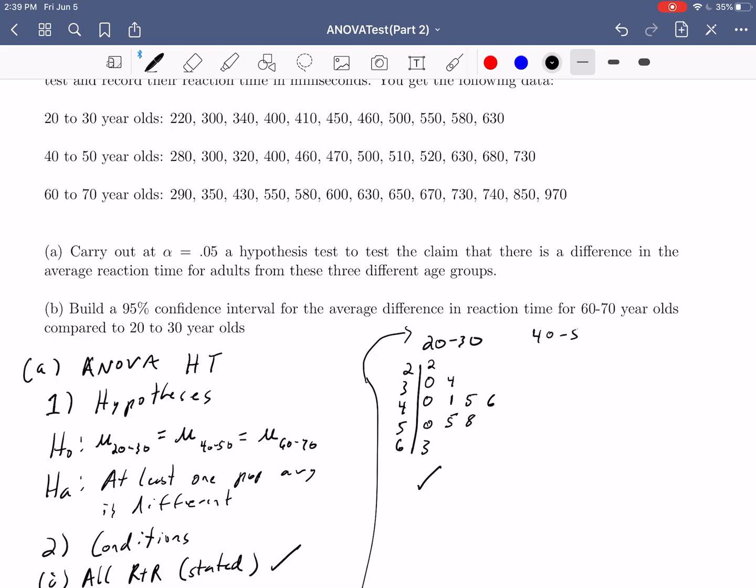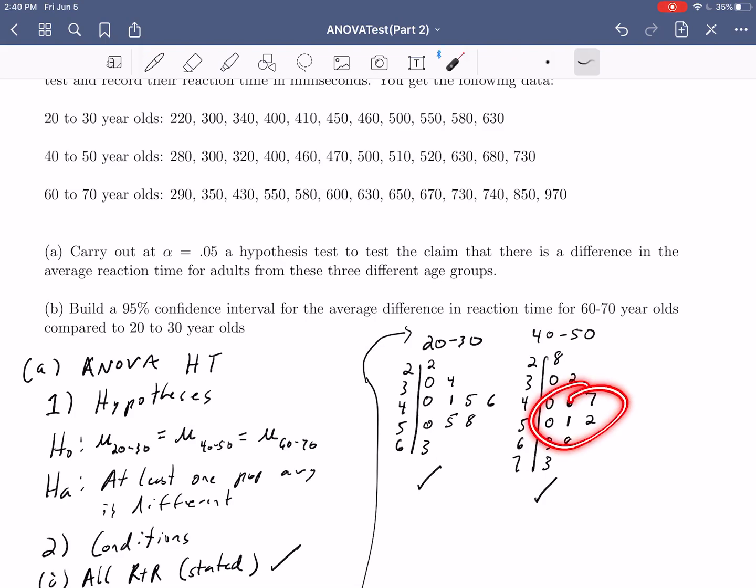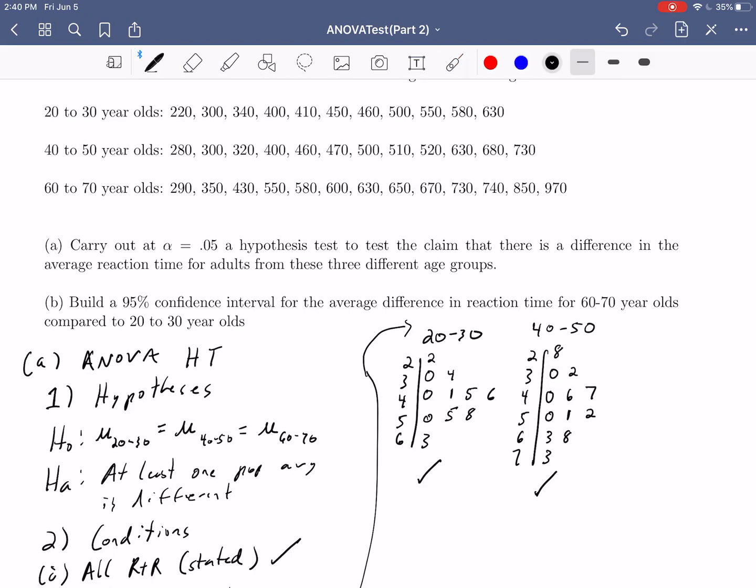For the 40 to 50-year-olds, we can do a similar one, though we'll need a 7 stem as well. So we'll have 2, 3, 4, 5, 6, and 7. And then it looks like we should have 280, 300, 320, 400, 460, 470, 500, 510, 520, 630, 680, and 730. And we're all good there as well. Again, maybe not as tall of a central peak as we would expect, but generally pretty symmetric, no outliers. We're all good there.